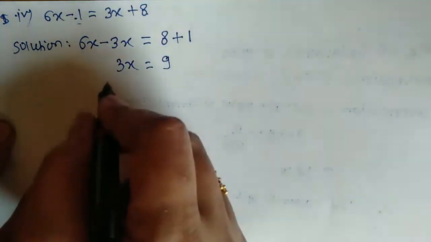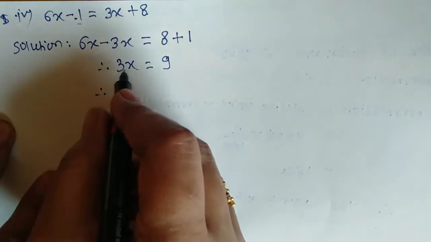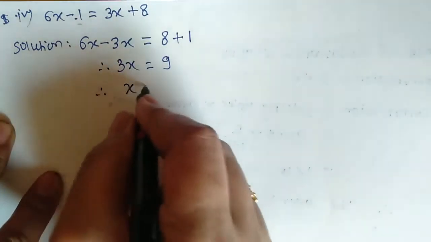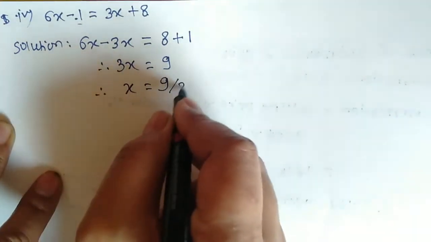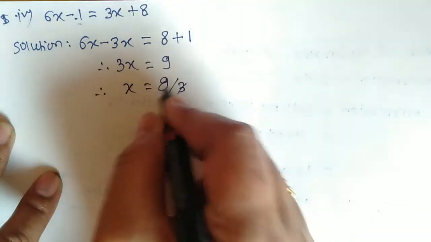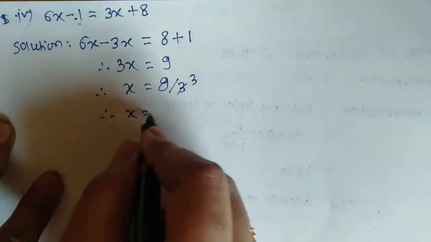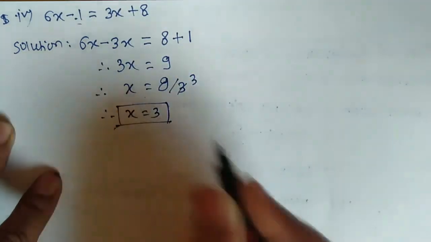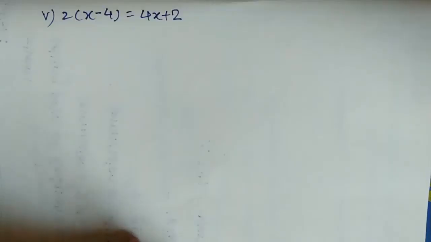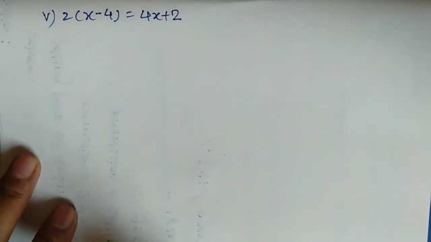Very simple. So therefore now 3 goes to that side, it becomes a divide. So 9 divided by 3. 3 3s are 9. Therefore x is equal to 3. And this is the final answer. See the fifth question. 2 into x minus 4 is equal to 4x plus 2.